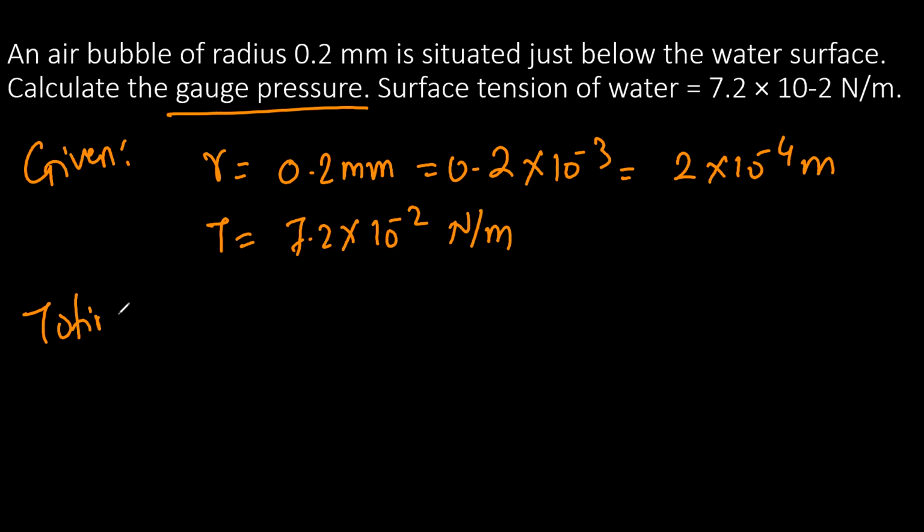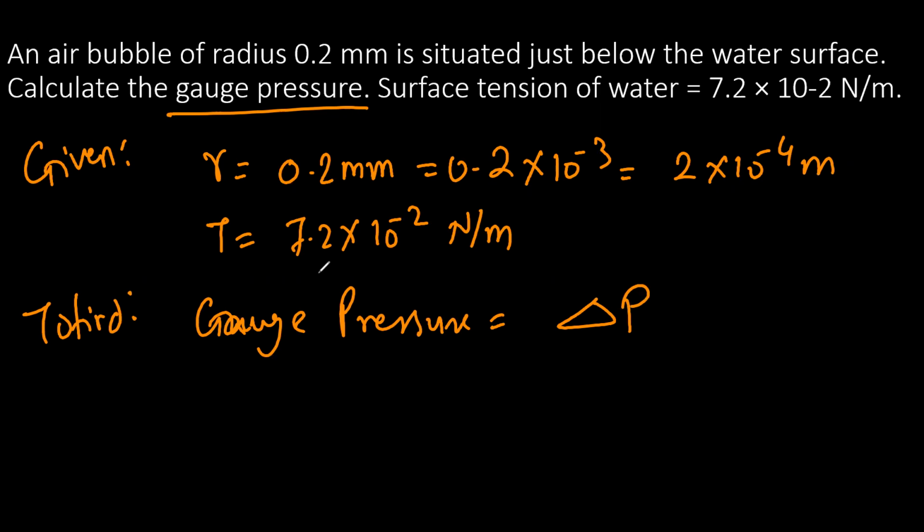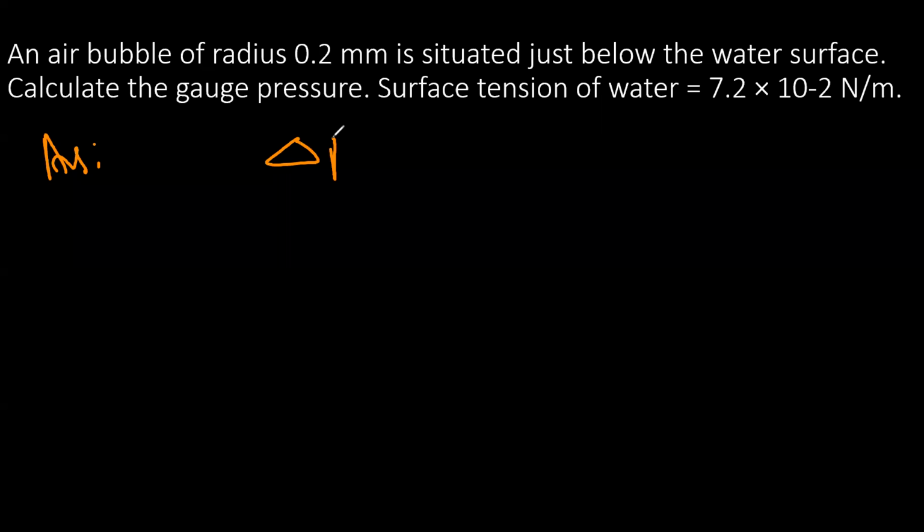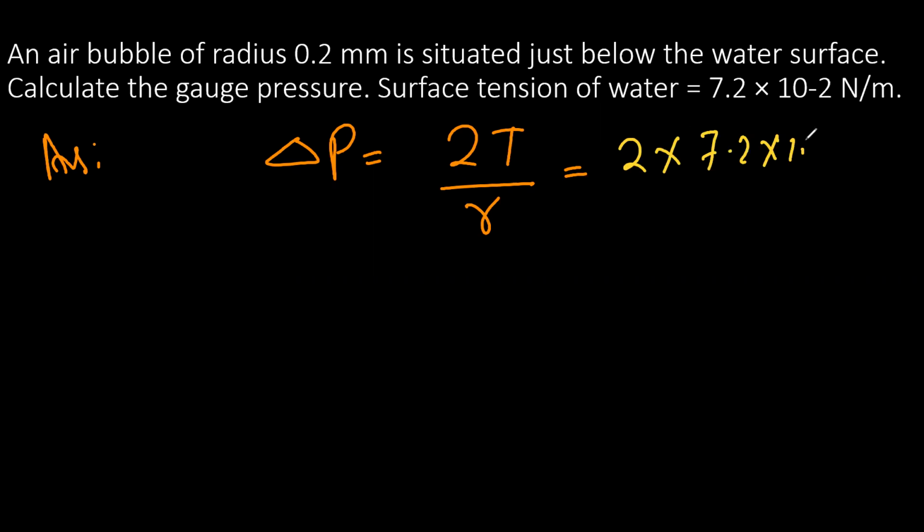And what we need to find? We need to find the gauge pressure. Gauge pressure is represented by delta P. So what is the formula? Gauge pressure is delta P and the formula is 2T by R. Simple formula, tension divided by radius. So 2 into T. T is how much? It's 7.2 into 10 raised to minus 2. What is the radius? It's 2 into 10 raised to minus 4.